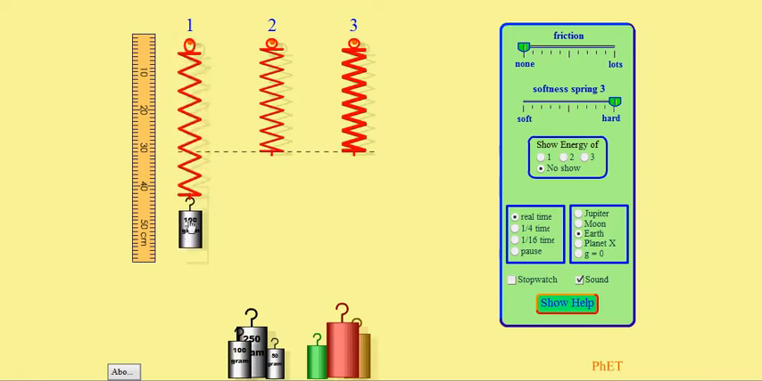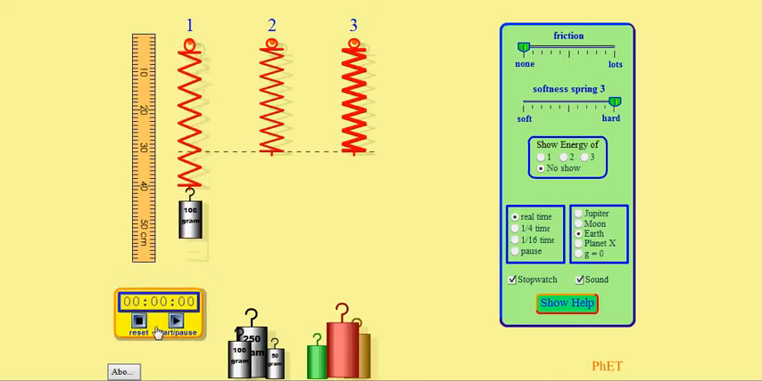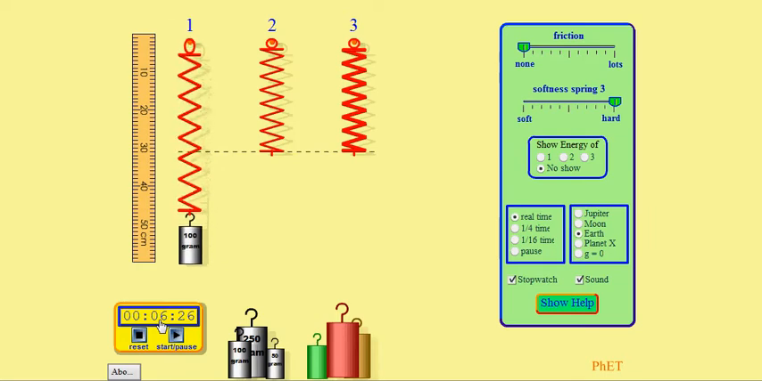And the period is the time it takes to go up and down 1 full time. The easiest way to measure the period would be to measure the time it takes to go up and down 10 times. Let's see if I can do this. 0, 1, 2, 3, 4, 5, 6, 7, 8, 9, 10. Okay, so I get 6.26 seconds for the period. And so I would divide that by 10 and get about 0.62 seconds.